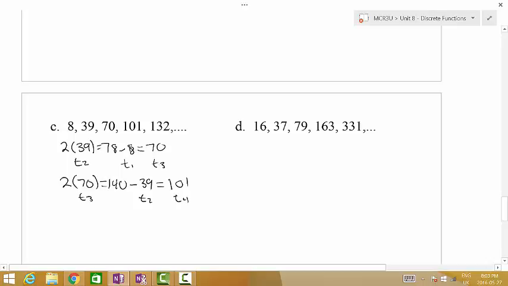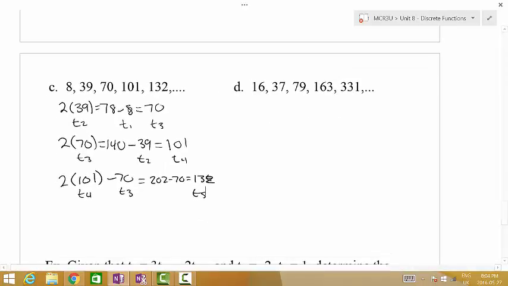I'm going to try putting it together now. So to get 132, we're going to try multiplying the term before it, subtracting the term 2 before it. So that one was T4, that was T3. That's going to give us 202 minus 70, or 132, which is T5. So what we figured out is to get the term we're looking for, we're multiplying the term before it by 2, and we're subtracting the term that's 2 before it.